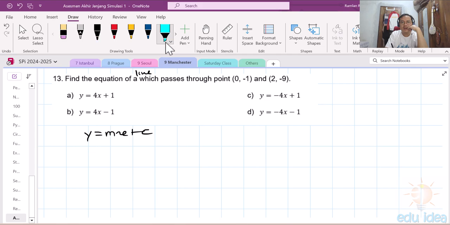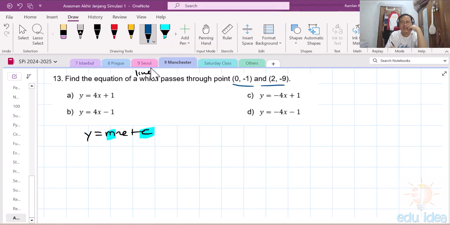So remember that this m here is the gradient, and this c is actually the y-intercept. Now I'm going to go with the first method, in which we have 2 points. This is like a random point. Let's say we don't have any gradient, and let's say we don't know that there is actually a y-intercept here. If you don't know that, we can find the gradient first.